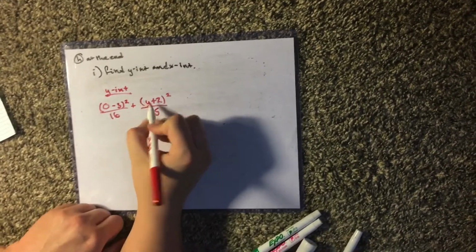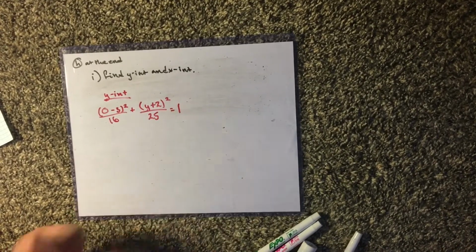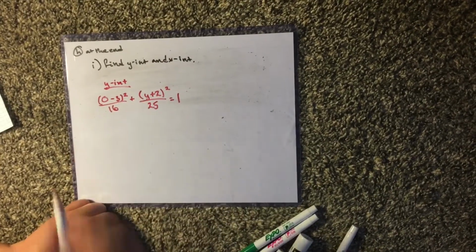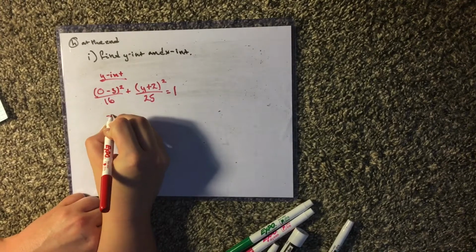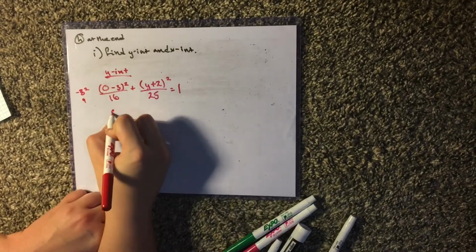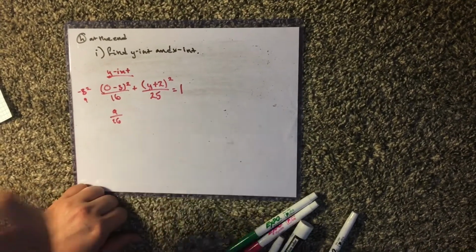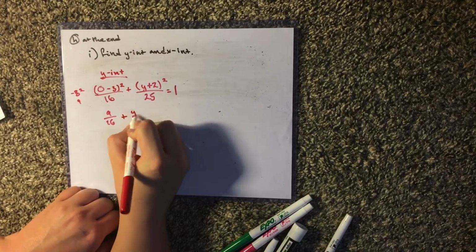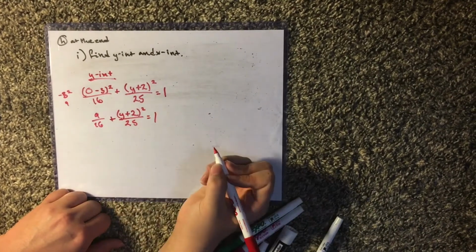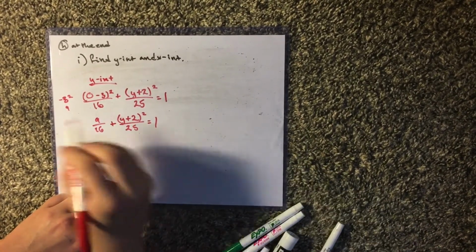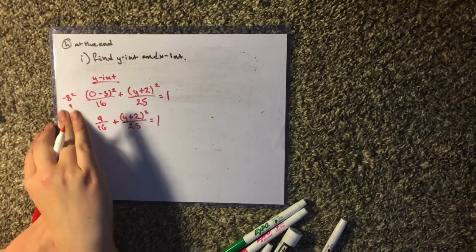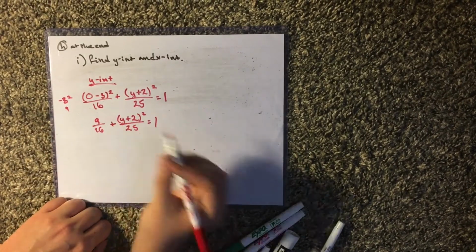Okay, now I'm basically trying to get y by itself. Oh, this also equals 1. So first what I'm going to do is all the math up here, and that's going to end up being -3 squared, which makes it 9, so it's 9 over 16. I'm not going to worry about simplifying yet. Plus y plus 2 squared over 25 equals 1. Perfect. And now I can simplify, I believe. 3, 6, 9, 12, 15. Nope, can't simplify that one.